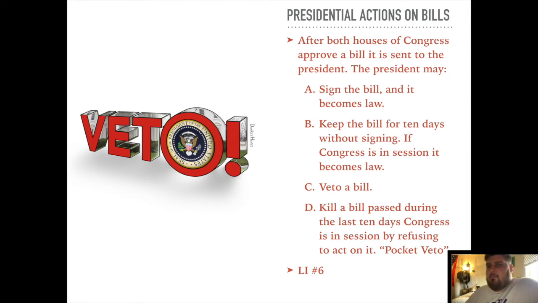Presidential actions on bills. Again, we've talked about this before a little bit. The first biggest one, obviously, is that they're able to veto it. We've talked about this a billion times: if the president doesn't like it, he can veto it. After both houses of Congress approve a bill, it is sent to the president. The president may do a number of things here. The first one is simple: he can sign the bill and it becomes a law. Pretty easy. If it's signed, it becomes law, and then it's being enforced by him.